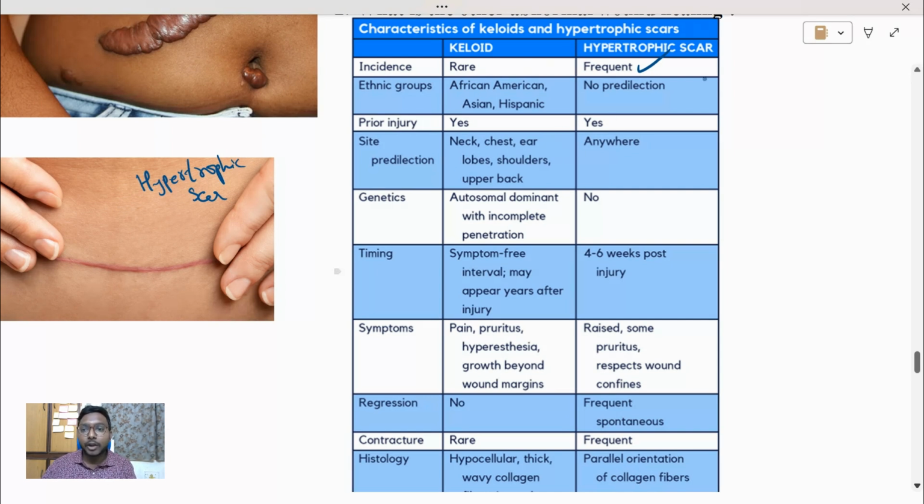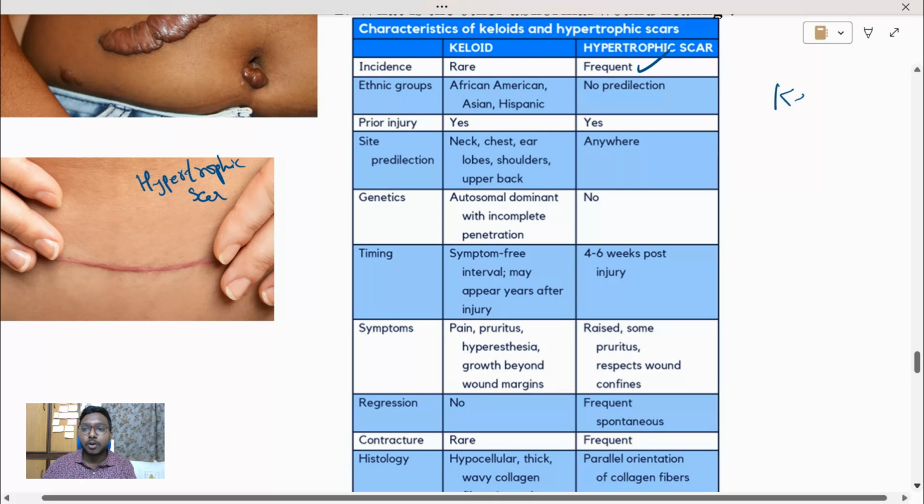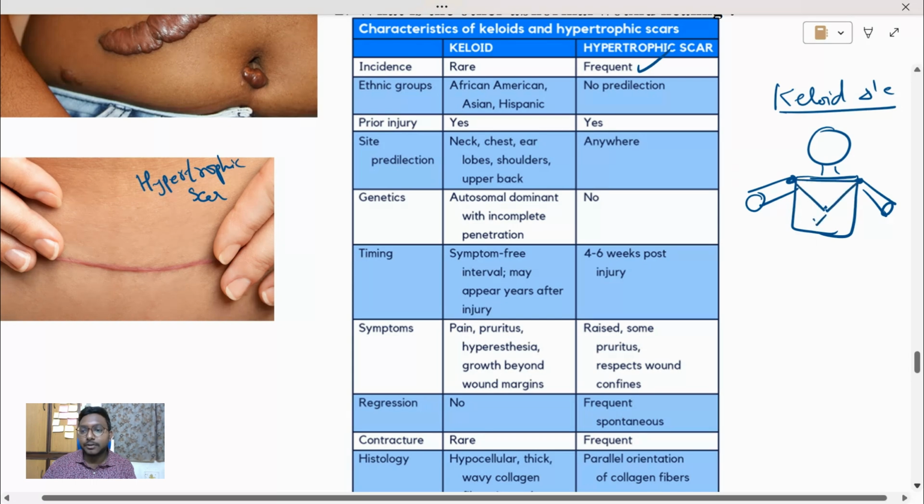Then regarding the keloid, there is an important point called keloid triangle. So what is keloid triangle? Let's say for example, if this is the upper trunk, we have the junction of both shoulders as well as the xiphisternum. The area present between these 3 points is called your keloid triangle, where the chance of keloid is very high.